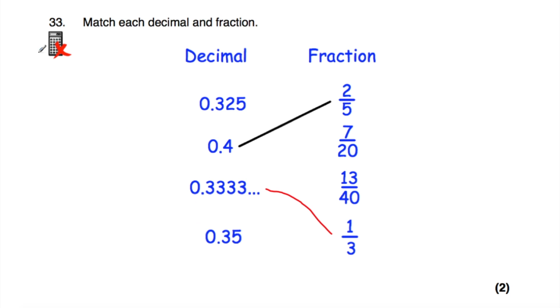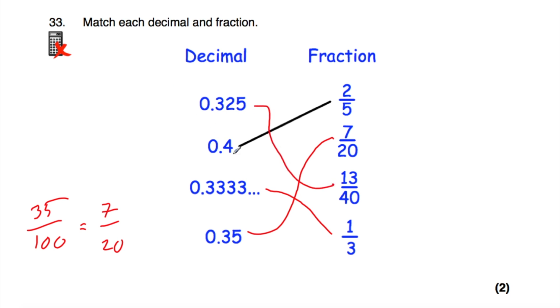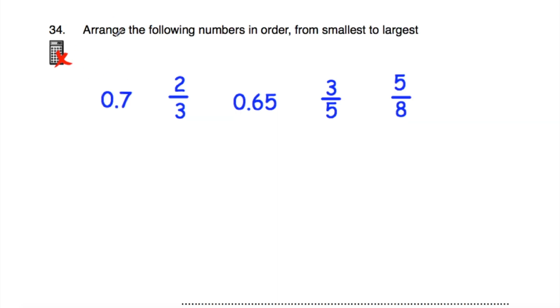Okay, what I'm going to do is, it's a non-calculator question. I'm going to change one of these decimals into a fraction. I'm going to do this one here. We've got tenths and then hundredths, so it's going to be 35 hundredths. And then we can cancel that down, dividing both of those by 5. Well, 35 divided by 5 is 7, and 100 divided by 5 is 20. So 0.35 is 7/20ths, and then that means that this one is equal to that one. And that's it. Okay, so let's look at our last question, question number 34.